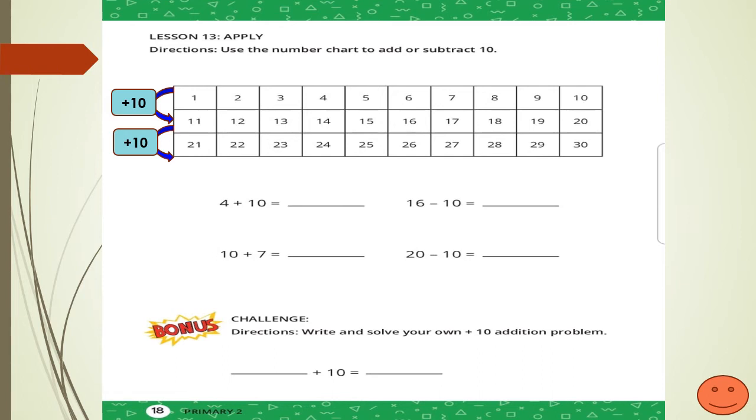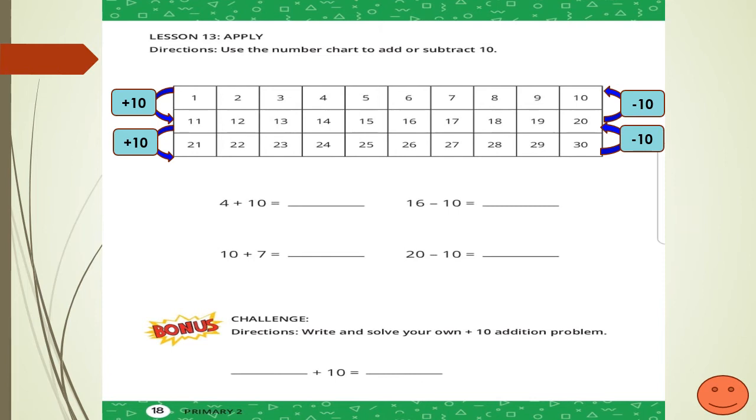Okay? On the other side, if I count back in the number chart, it means I count back by 10. Like 20 minus 10 equals 10. 19 minus 10 equals 9. 18 minus 10 equals 8. Okay? While in the third row, 30 minus 10 equals 20. 29 minus 10 equals 19. 28 minus 10 equals 18, and so on.